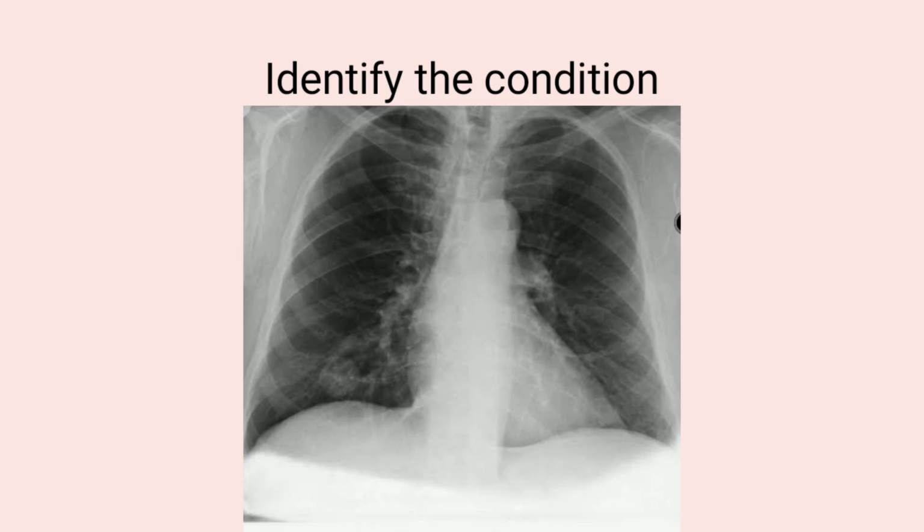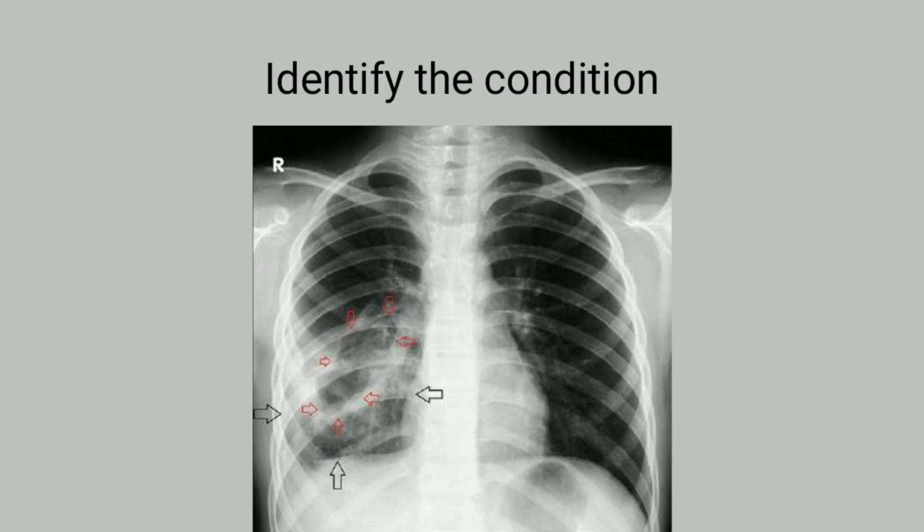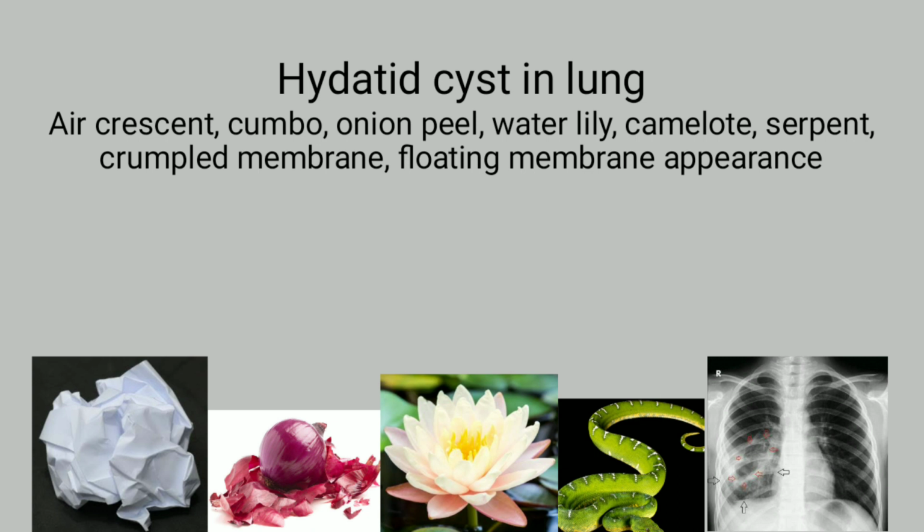Identify the condition. Exploded popcorn appearance is seen in hamartoma. Identify the condition. Air crescent, comma, onion peel appearance, water lily, camalote, serpent or crumpled membrane appearance, floating membrane appearance are seen in hydatid cyst in lung.